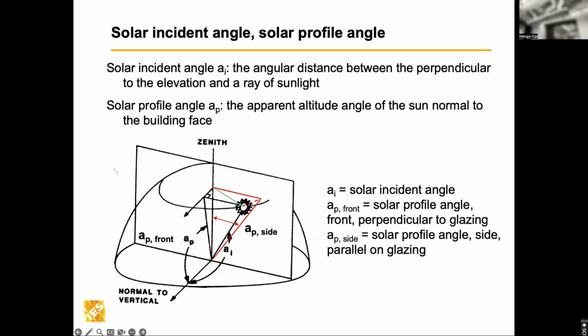Okay. And then the side profile angle is a bit different. In this way, the side profile angle is the projected sunlight not on the perpendicular plane, but on the window gradient directly. It is the angle between that projected line, let's say this line, and your window.